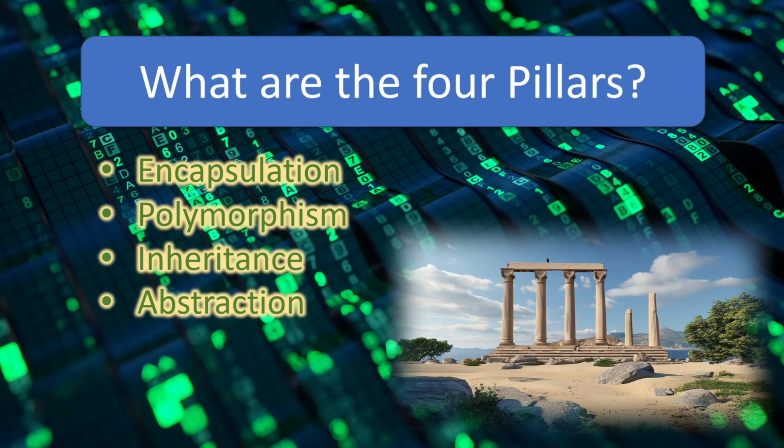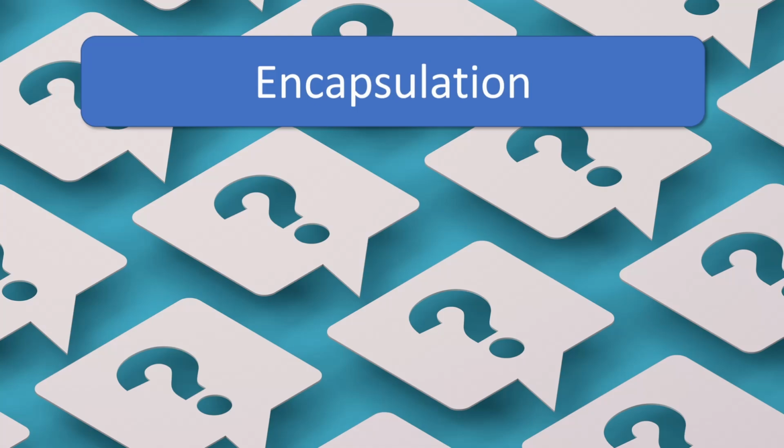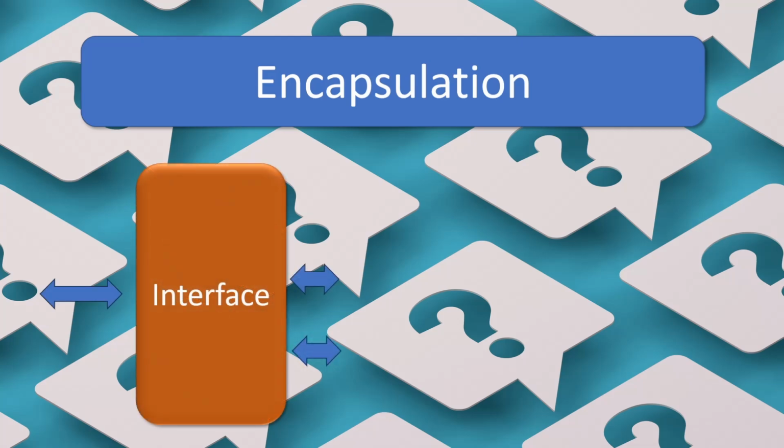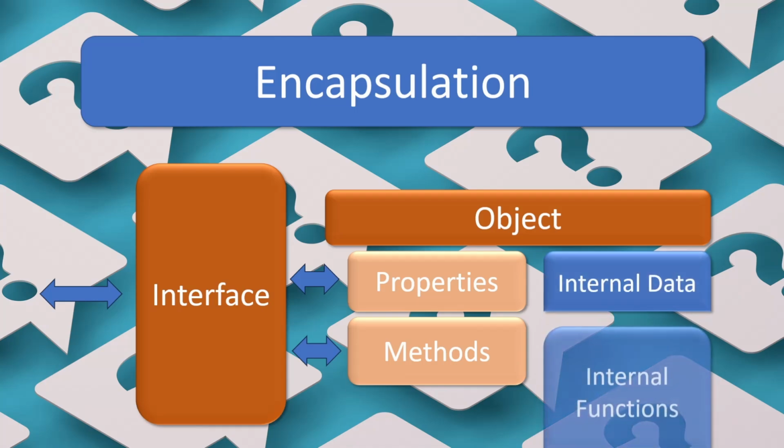Abstraction. This is a process of focusing on the essential features of an object, while hiding the details. It's a key concept in object-oriented programming, and helps reduce complexity and increase efficiency. So let's look at encapsulation. This is a fundamental concept in object-oriented programming that combines data and methods into a single unit called a class.